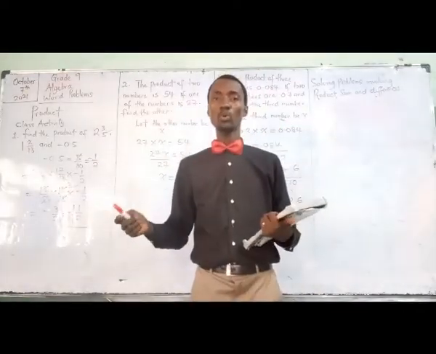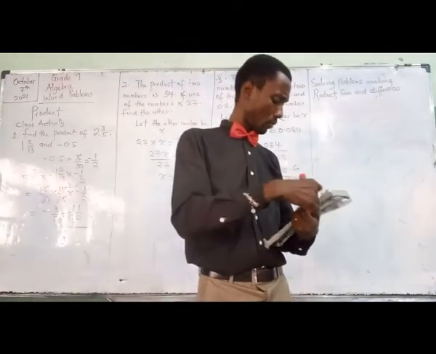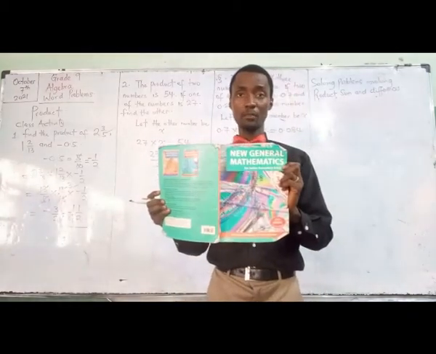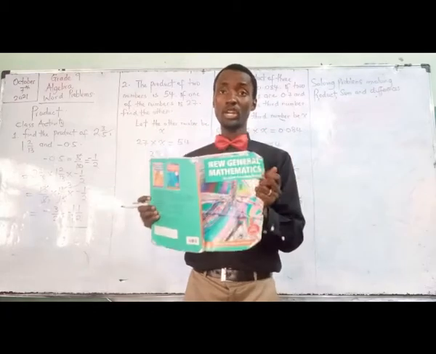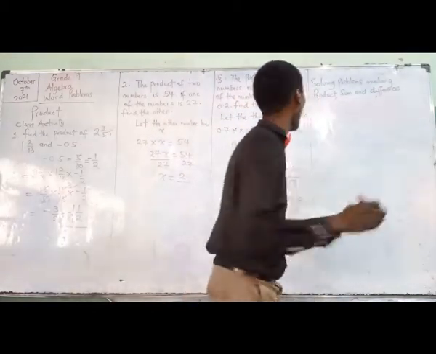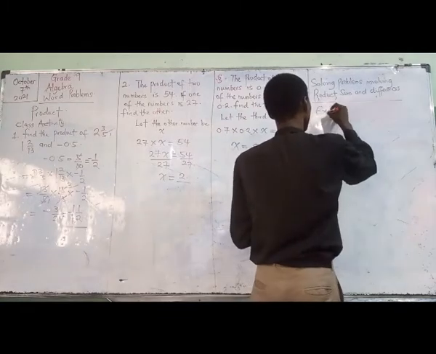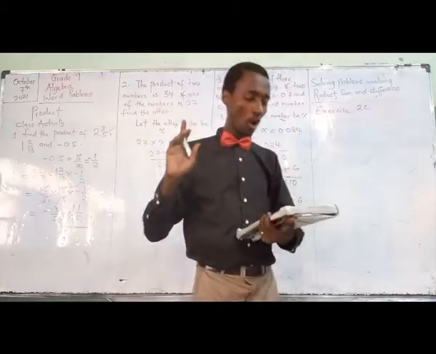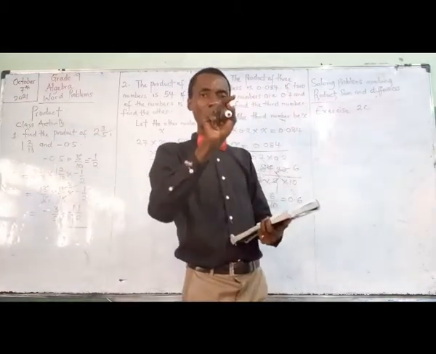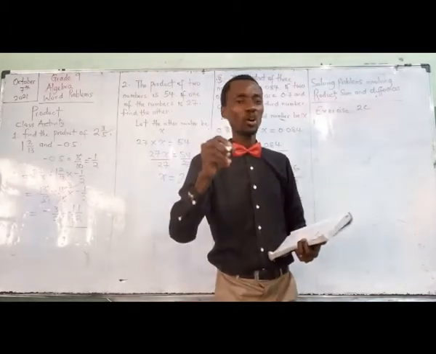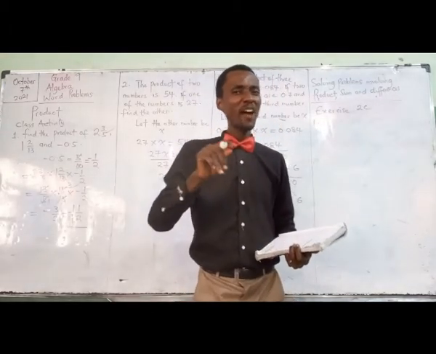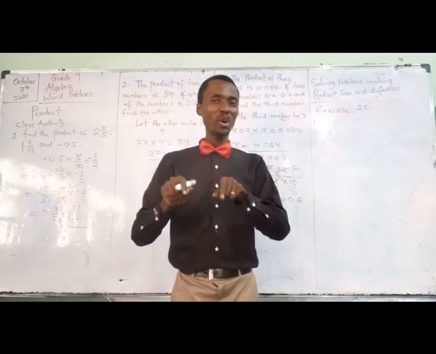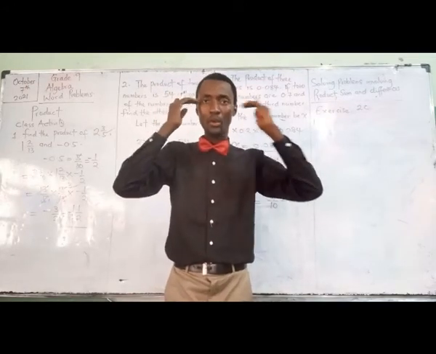Alright, to drive our point home, we're going to use what I call a fast approach. If you look at page 19 of this text, exercise 2C, the New General Mathematics, you'll notice something. Question 1 says, find the difference between 63 and the product of 10 and 5. How do you present this one on the board?